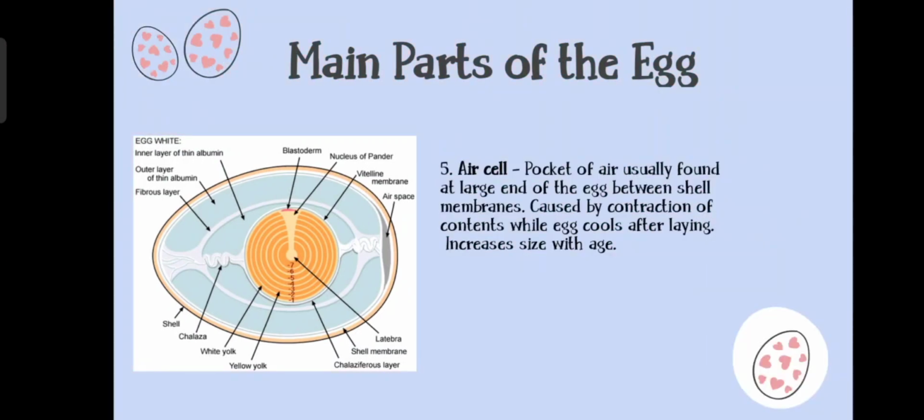Lastly is the air cell. The air cell is a pocket of air usually found at the large end of the egg between the shell membranes. It is caused by the contraction of contents while the egg cools after laying. It also increases in size with age.